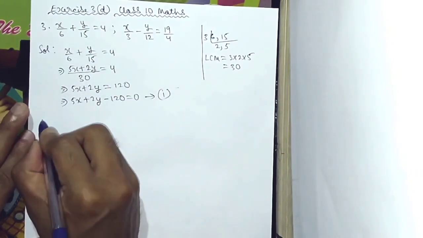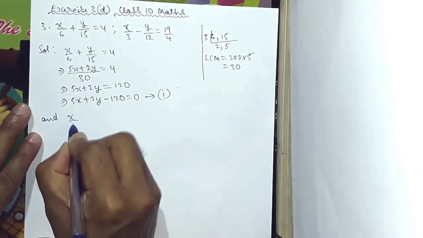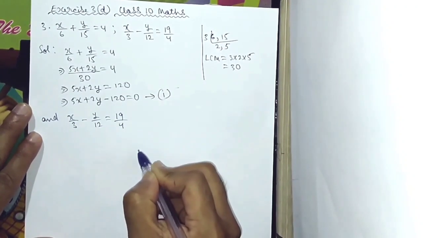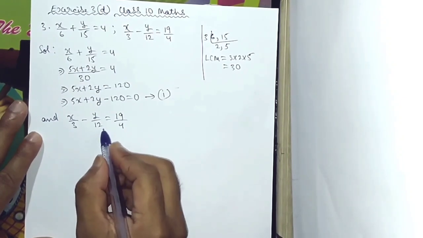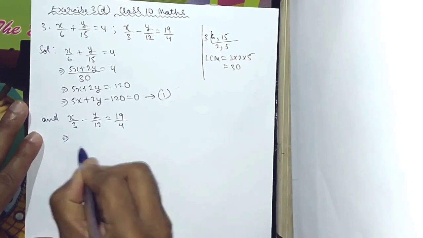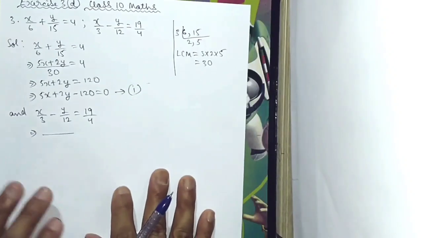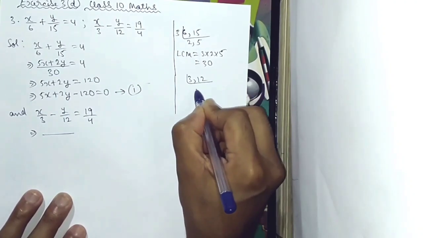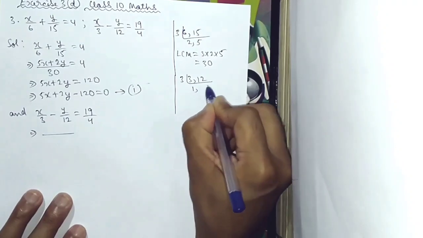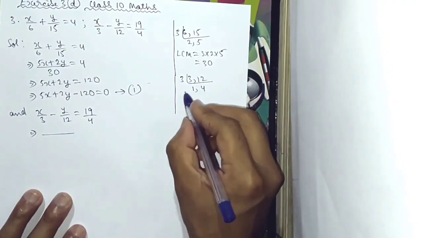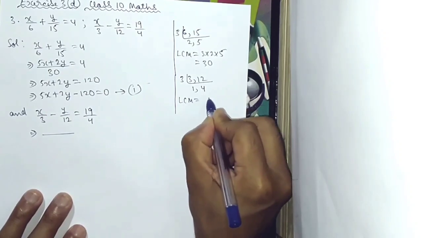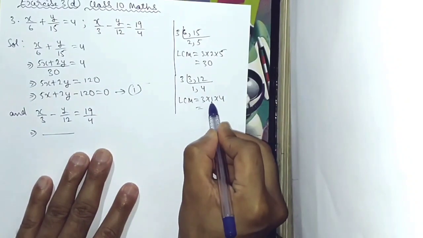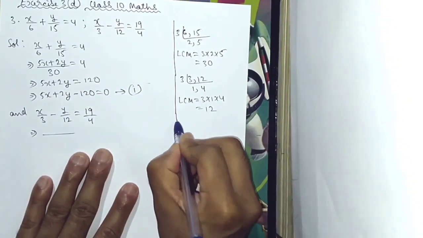Then our next equation: x by 3 minus y by 12 is equal to 19 by 4. To remove the fractions, it is easy to solve. This implies we find the LCM of 3 and 12. Dividing by 3, 3 into 3 is 1 time and 12 is 4 times, so the LCM is 3 into 1 into 4, which is 12.